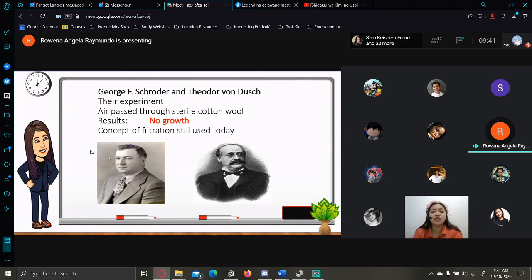So, yung concept na yan, ginagamit pa rin until today, or filtration na ginagamit pa rin until today sa mga hospitals and other medical institutions na gumagamit ng microorganisms. So, ang ginamit naman nina Schroeder and Theodore von Dusch ay sterile cotton wool.